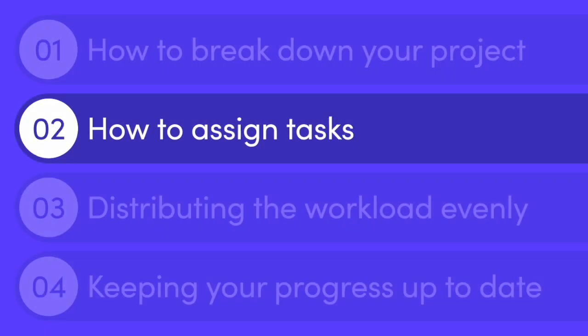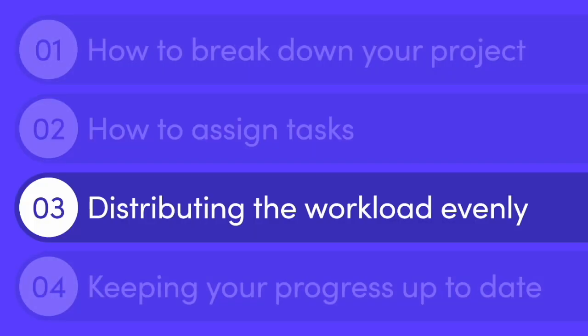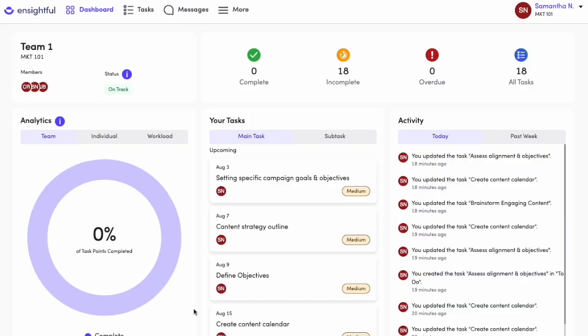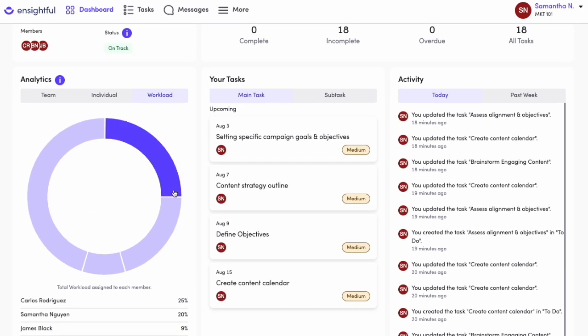Now that you've assigned tasks, you're going to want to make sure that the workload is distributed evenly and fairly. This is where your dashboard comes in handy. If we head back to the dashboard and click on the Workload tab, we're going to see a breakdown of how much work each person has been assigned.